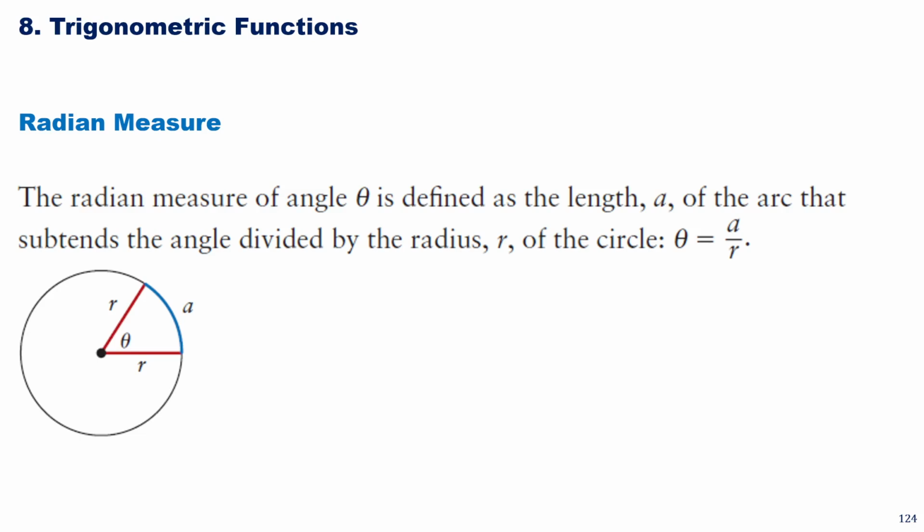Okay, first of all, in defining the trigonometric functions, we need to know some related concepts. For example, radian measure. The radian measure of angle theta is defined as the length A of the arc that subtends the angle divided by the radius r of the circle. So the radian measure of angle theta equals A over r.